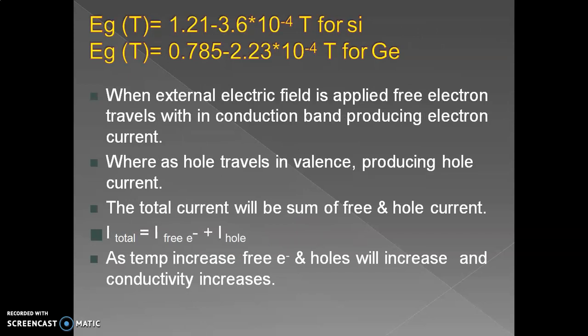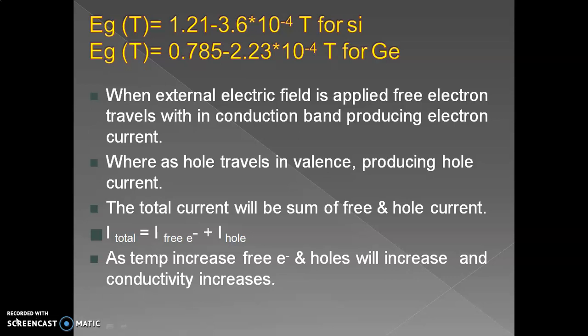When an external electric field is applied to the semiconducting material, the free electrons travel in the conduction band, producing an electric current, whereas holes travel in the valence band, producing the hole current. So the total current will be the sum of the free electron current and the hole current.